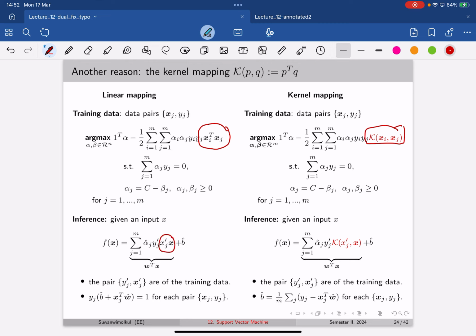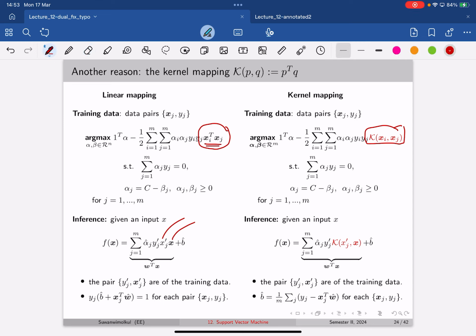Be careful for the one up here, xj and xi are both training. And the one below here, your xj prime is training, but your x here will be testing. Just need to be careful when you use the formulation. Or you can rewrite it as W transpose X in your inference.